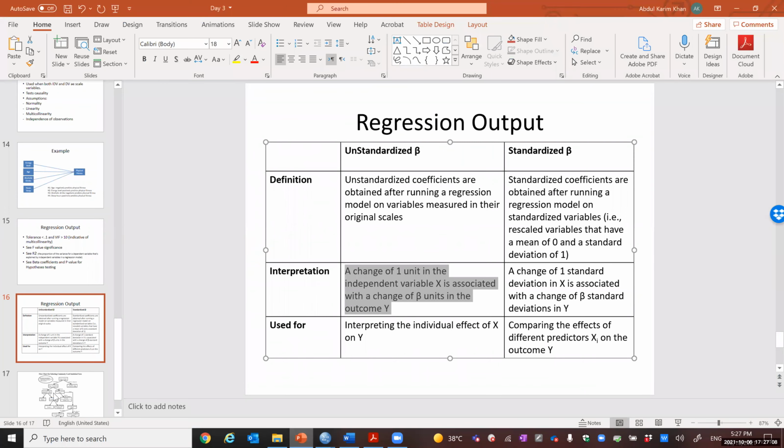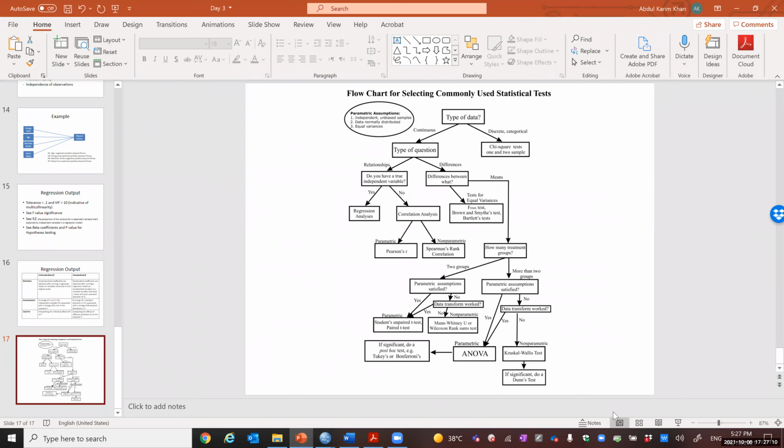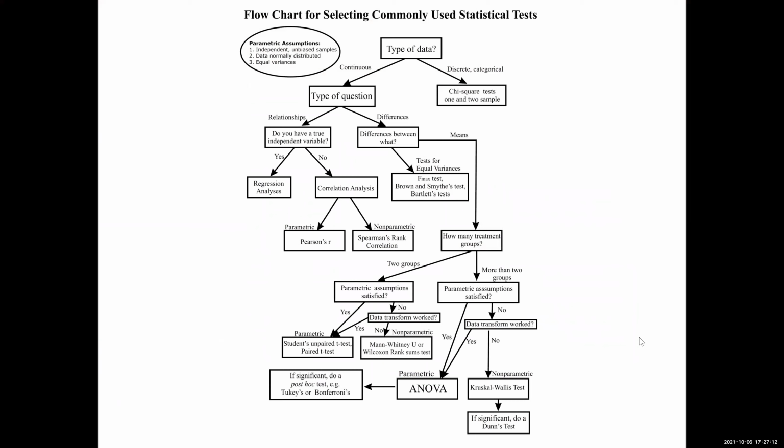Okay, one last thing, and then I think we are good to go. Now, this is a flow chart for selecting commonly used statistical tests. Now, for example, a type of data. You may have two types of data: continuous, which we have been calling scale as well, or discrete or categorical. So if your data is categorical, now when I say the data, it means that's the only data you have.